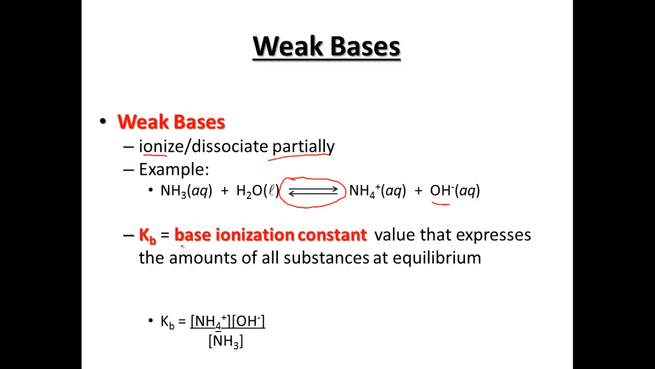So the Kb, our equilibrium constant for bases, expresses the amount of all substances at equilibrium. So say your products NH4 and OH over your reactants NH3. Remember, we don't include water in our equilibrium constant. So there's no water down there.